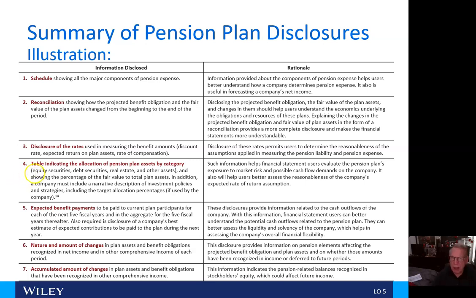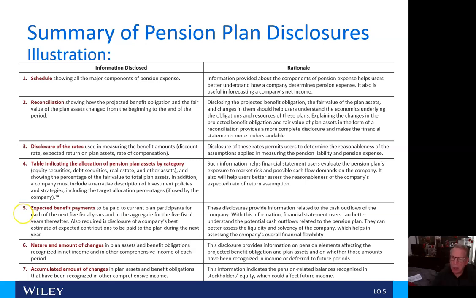Again, I'll let you read that rationale on your own. Number 5, expected benefit payments. Those are those to be paid to the current plan participants for each of the next 5 fiscal years and in the aggregate for the 5 fiscal years thereafter.